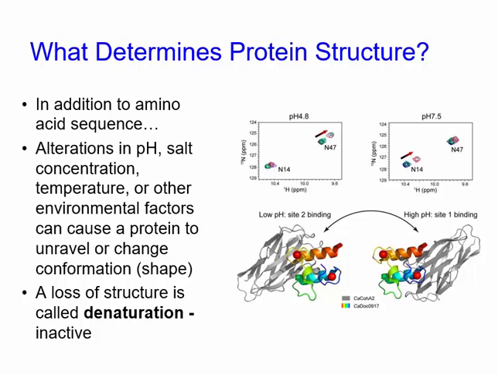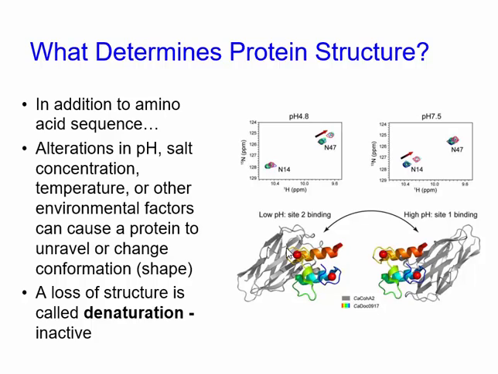All right, so besides that amino acid sequence and the properties of those amino acids, there's other things that can determine the structure of a protein. So pH, salt concentration, temperature, other proteins that are present, other, say, environmental factors as well. So there's a whole bunch of things that can determine that shape of a protein.